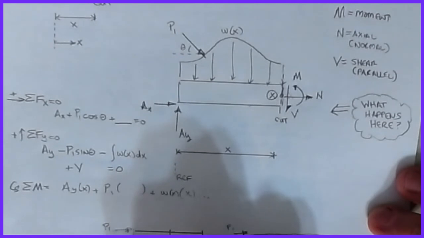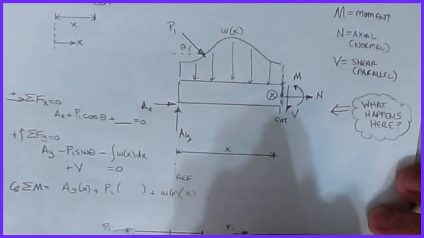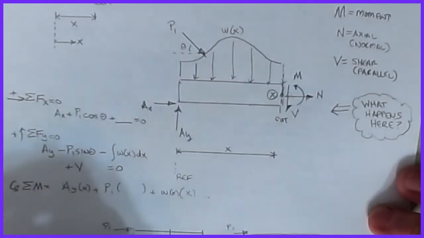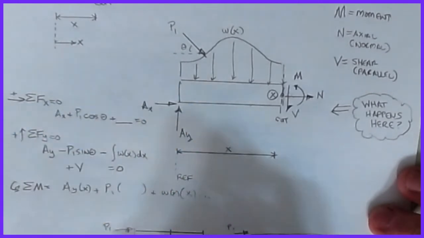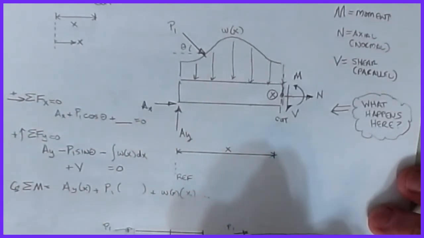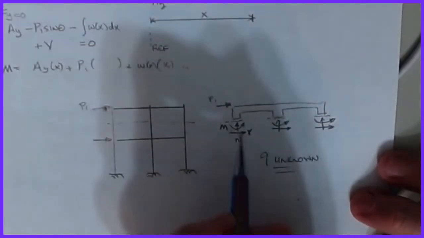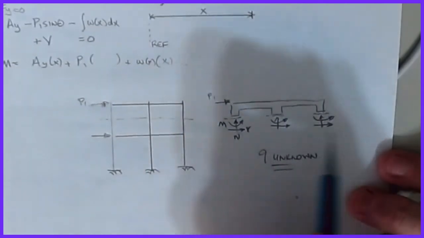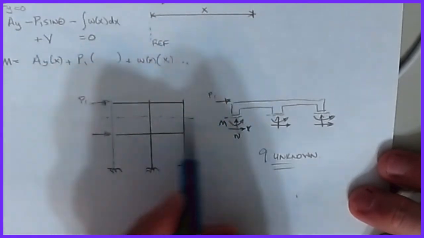there's a moment, a normal, and a shear. And then there's another moment and a normal and a shear, and another moment and a normal and a shear. At every location that I cut, I now have 9 unknowns on this particular picture. And the more columns I cut, the more unknowns I get. These are the internals that we're exposing when I cut across this particular line.